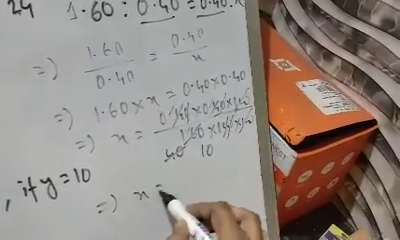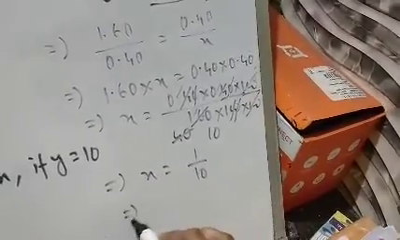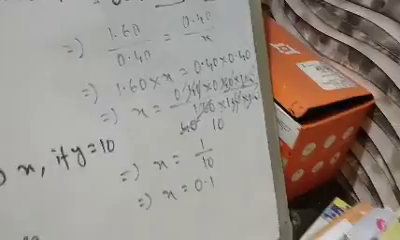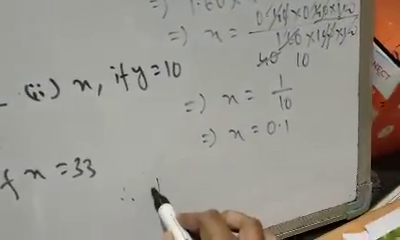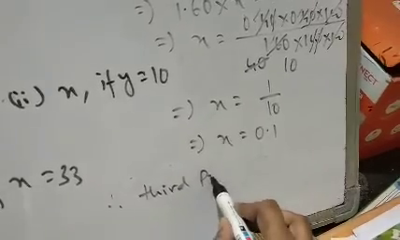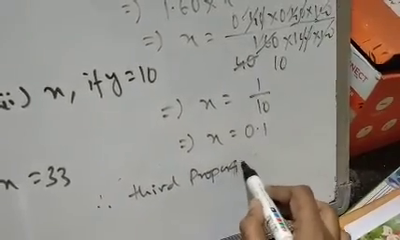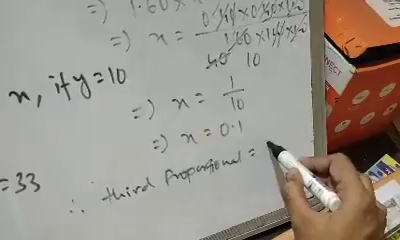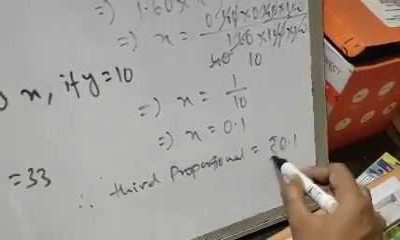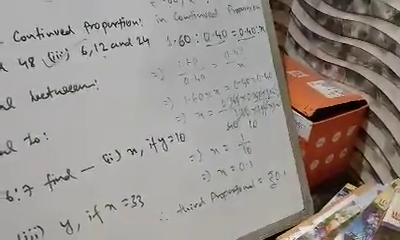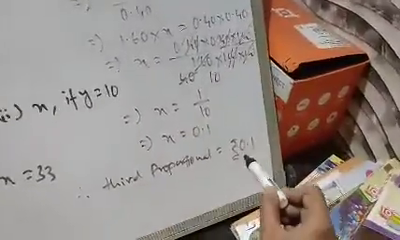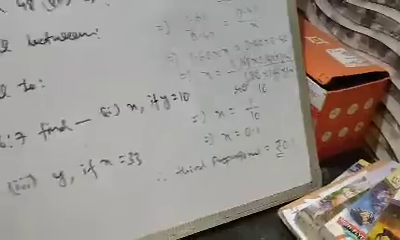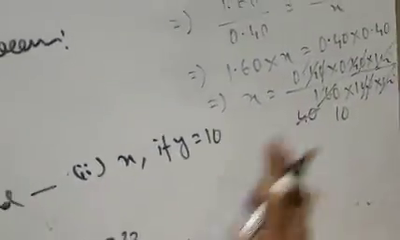Therefore x will be equal to 1 by 10. Therefore x will be 0.1. Therefore 0.1 will be the third proportional. So you can write that the third proportional equals rupees 0.1. The rupees sign is to be written because in the question there is a rupees sign. Therefore in the answer you will write rupees 0.1. That is the third proportional. Clear? Next, question number 6.